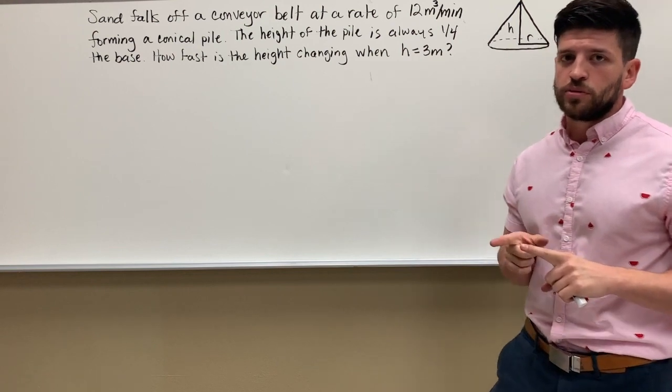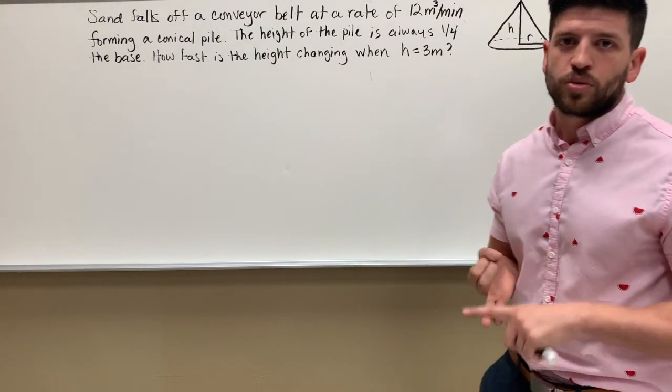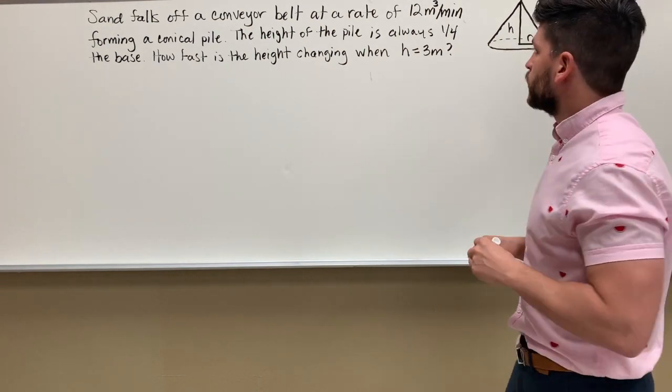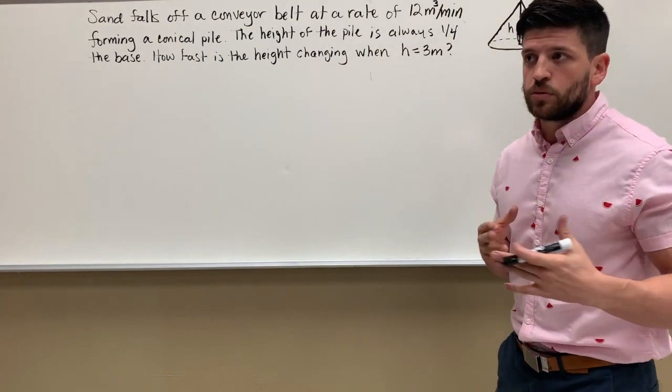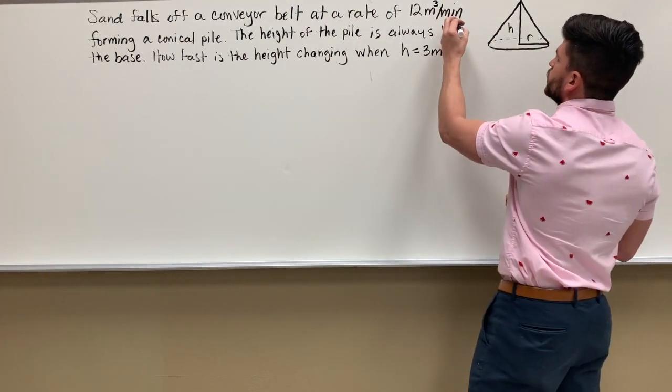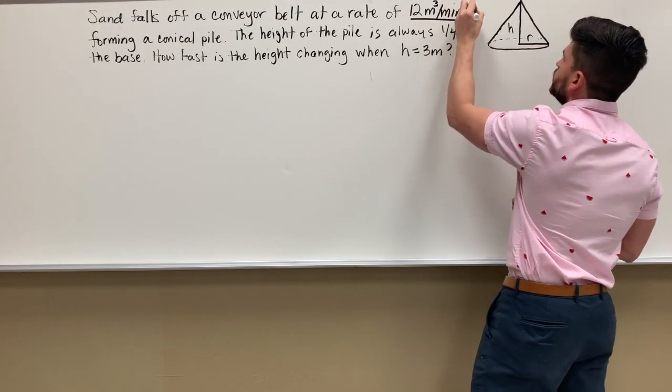The first thing you want to do when approaching these problems is read it once, twice, three times if you have to. You want to make sure you identify the variables correctly, what you're given, what you want to find. Okay, so let's start with that. We are given a rate. This right here is dV/dt.